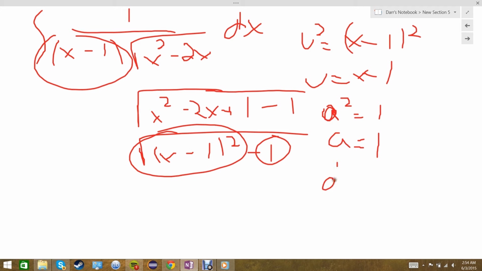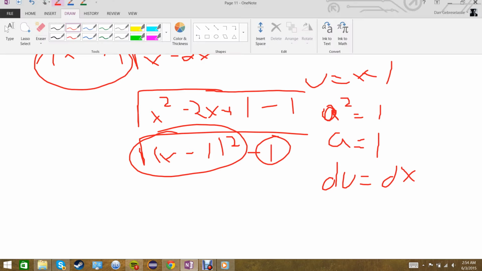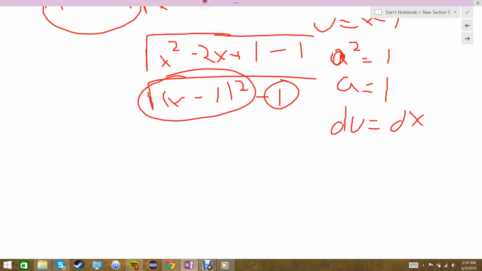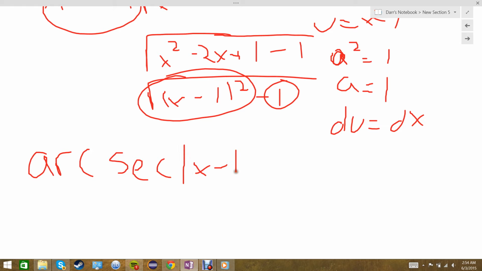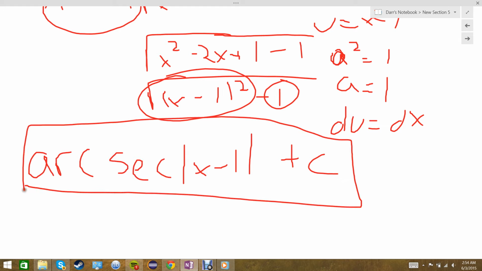And du equals dx. Cuts out our work for us. So what we can do, I'm going to move this down so I have a little more room to write the answer down, is you have 1 over a, which is 1 over 1, so it's 1, arc secant, now absolute value of u over a, which is 1, so it's going to be absolute value of x minus 1, plus c. There's your answer for that problem.